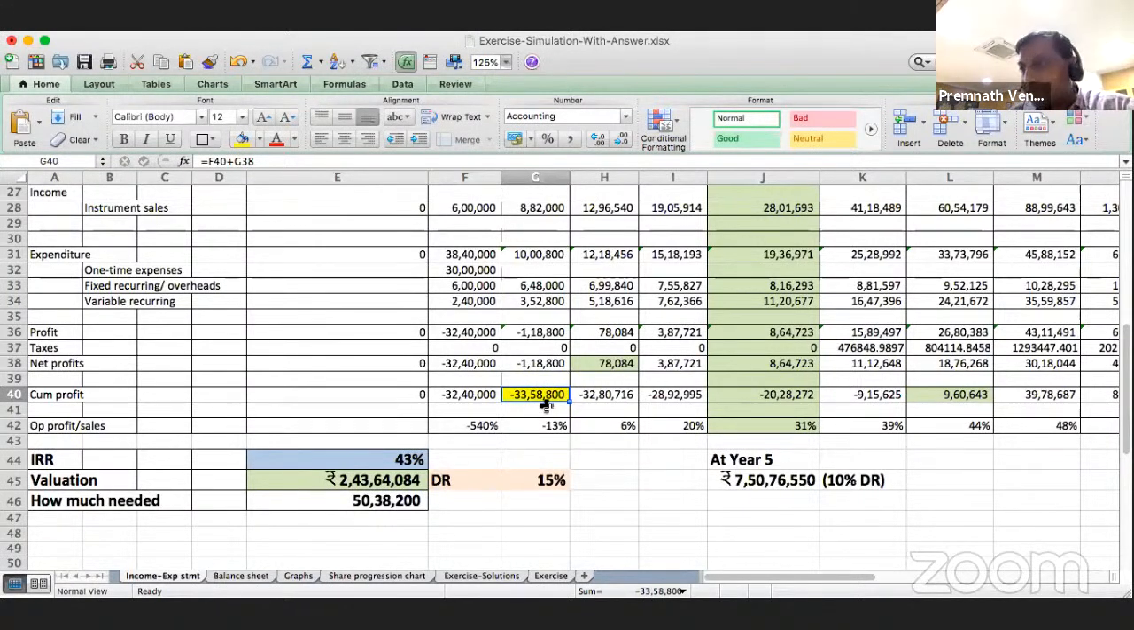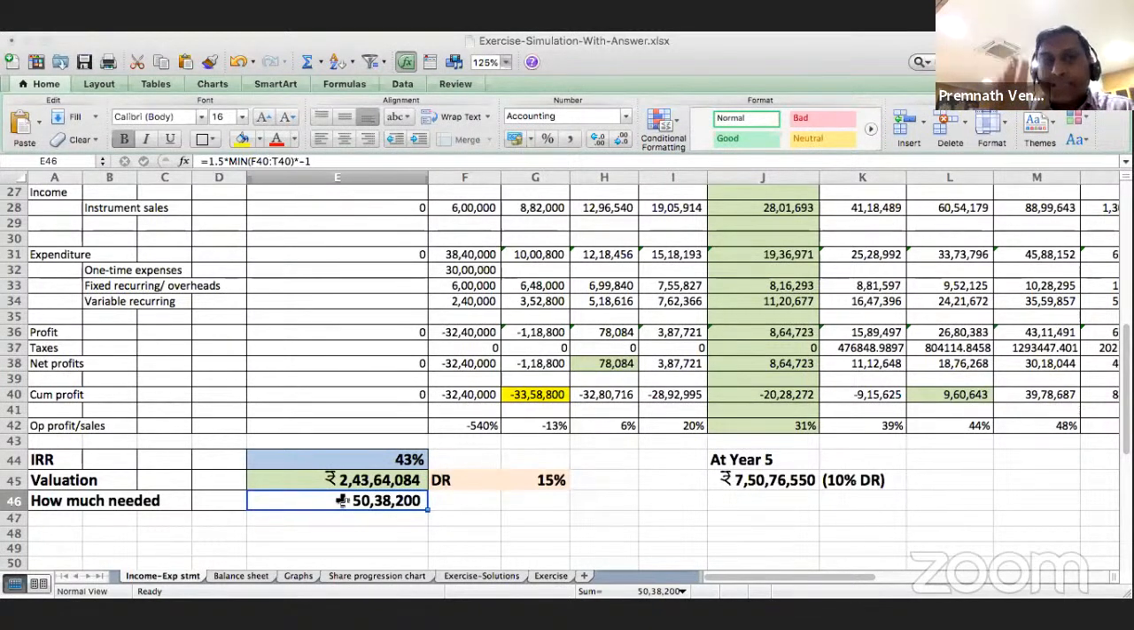If I want to keep a buffer for some up and down in inventory, this, that, some cash not coming in on time, whatever it is, maybe I can keep 1.5 times of that amount. So roughly this 1.5 times is about 50 lakhs. I've used a thumb rule just to say that I need to have at least 50 lakhs of money to make this business work. So the money I need is 50 lakhs from the investor to make this business plan work as it is shown here and simulated here.